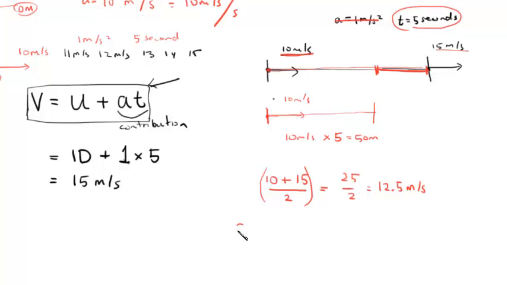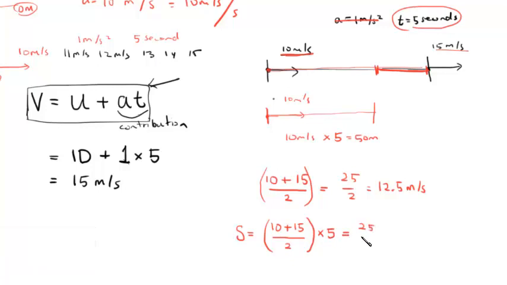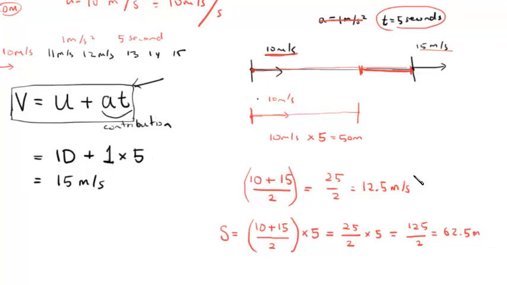So the total distance is, I'm going to use S for that. So S is equal to the average velocity times the time, 5. Then this is equal to 25 over 2 times 5, and you get 125 over 2, so that's equal to 62.5 meters. That will be the distance. So that would be the extra distance traveled by Usain Bolt because he was accelerating. Up to there is 50, but this distance is 62.5, and this here is 12.5 meters.